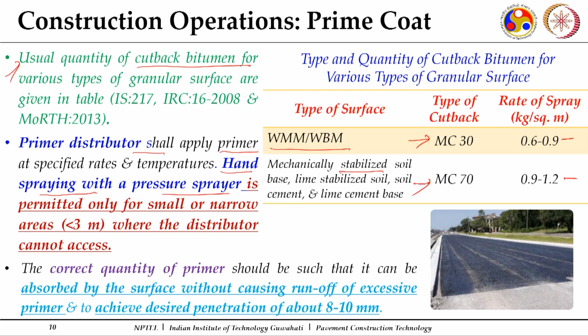there we will prefer some manual pressure sprayer, which is allowed. The correct quantity of primer should be such that it can be absorbed by the surface without causing any runoff of the excess. This we can see at the edges. If there is excess, it will come to the edges. Normally we want a penetration of this priming material up to a depth of around 8 to 10 mm. So, whether it is a slow setting emulsion or a medium curing cutback, we want to ensure that the binder penetrates to a depth of around 8 to 10 mm, so that this helps us ensure what we require from the prime coat in terms of sealing of the voids, holding of the aggregate particles on the top surface, and making it water resistant.